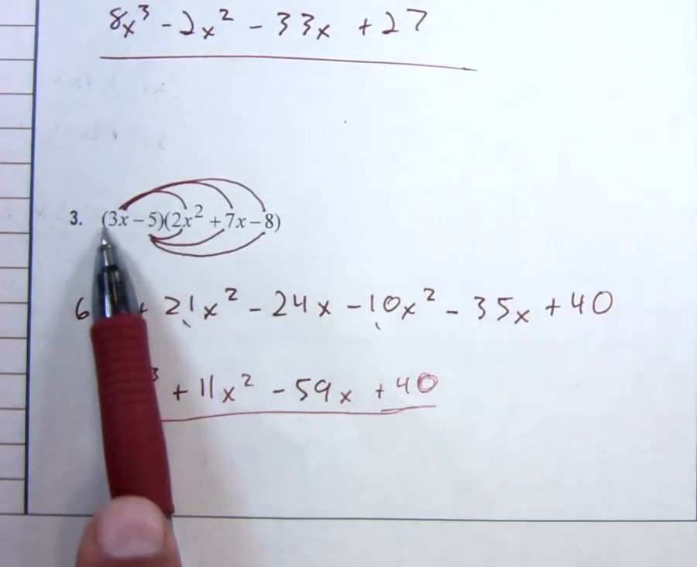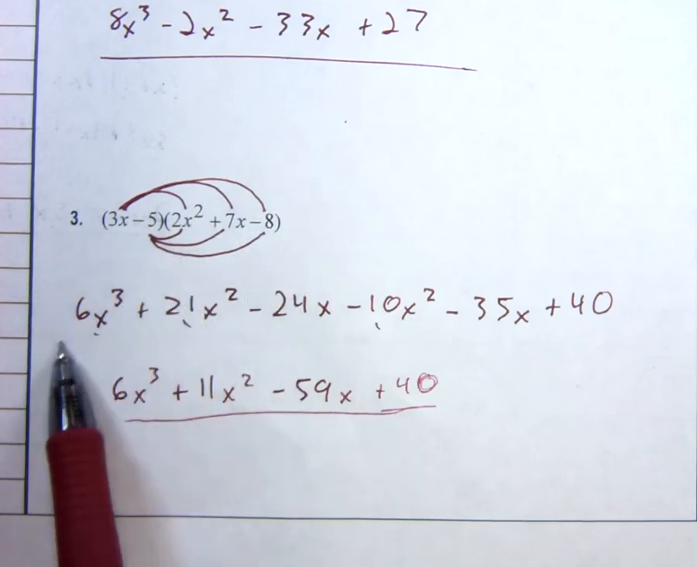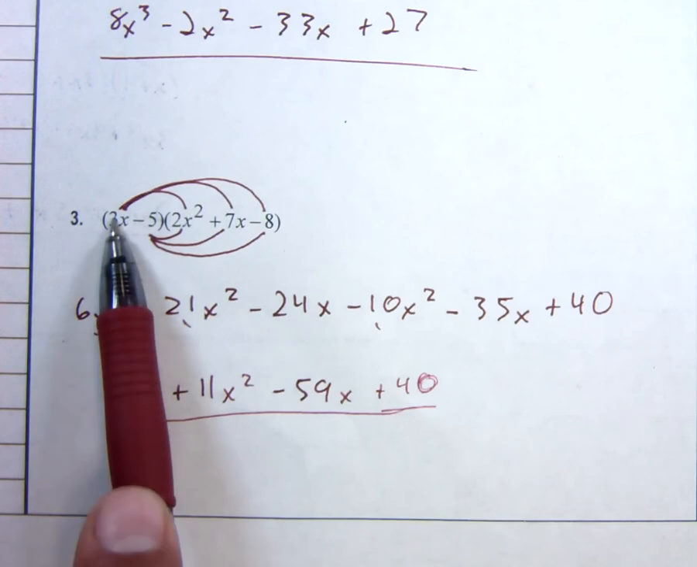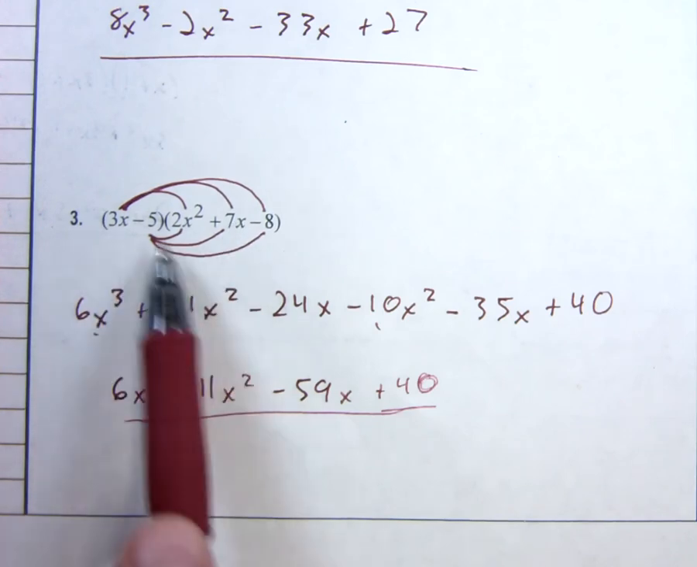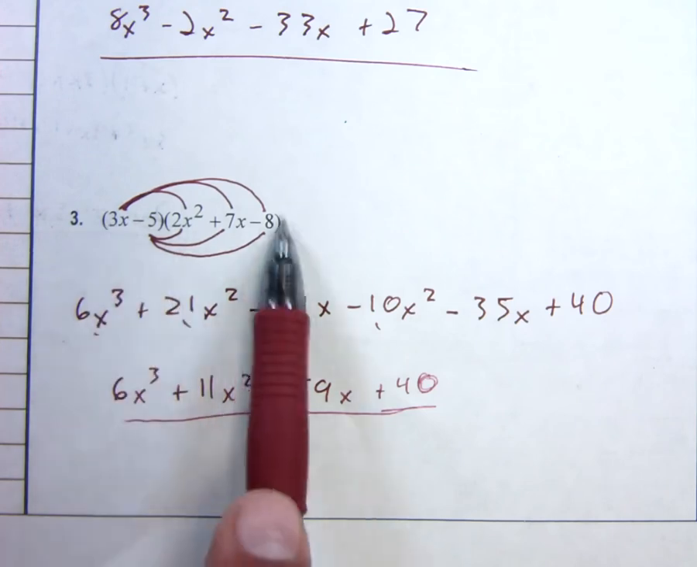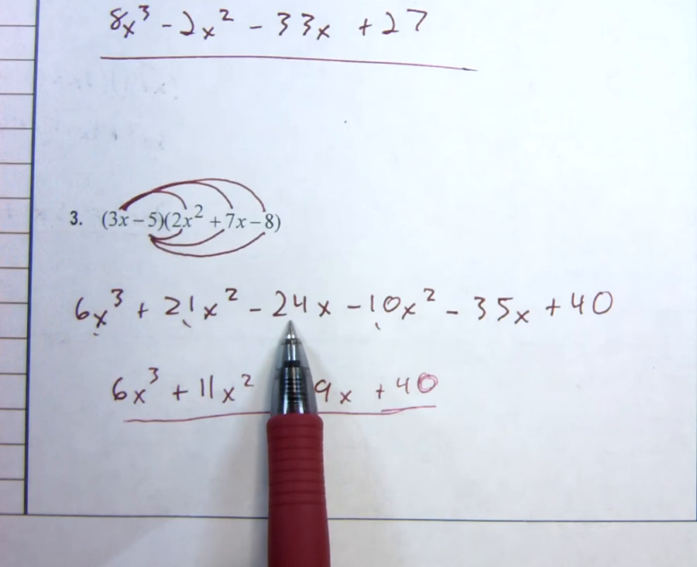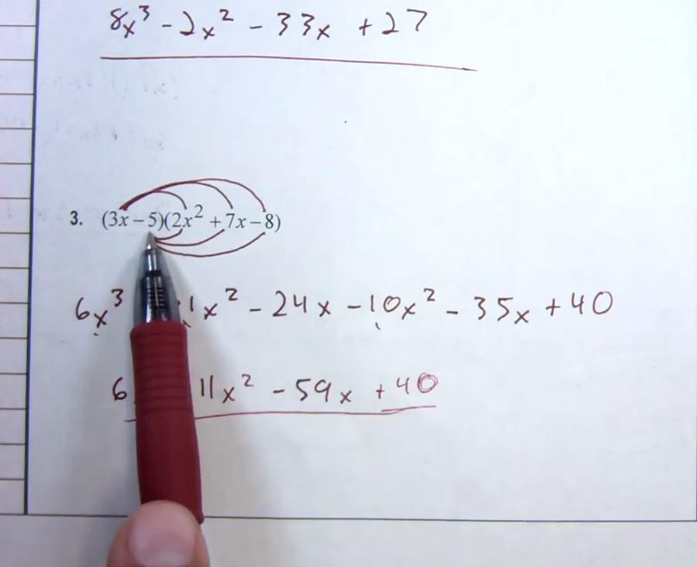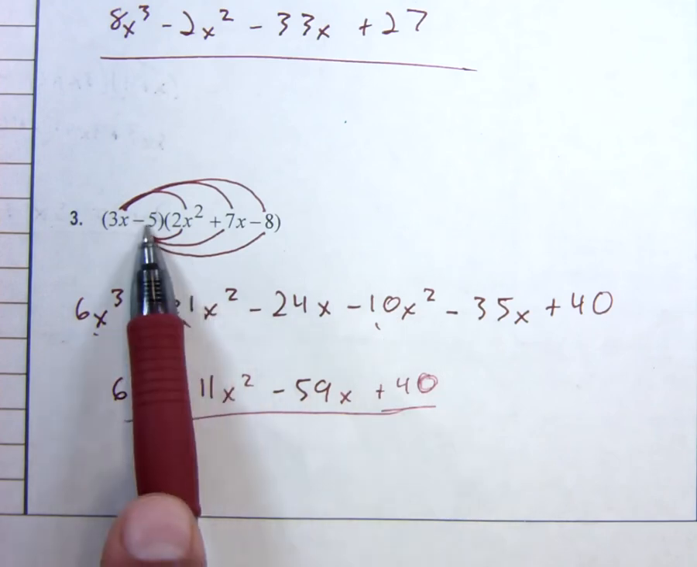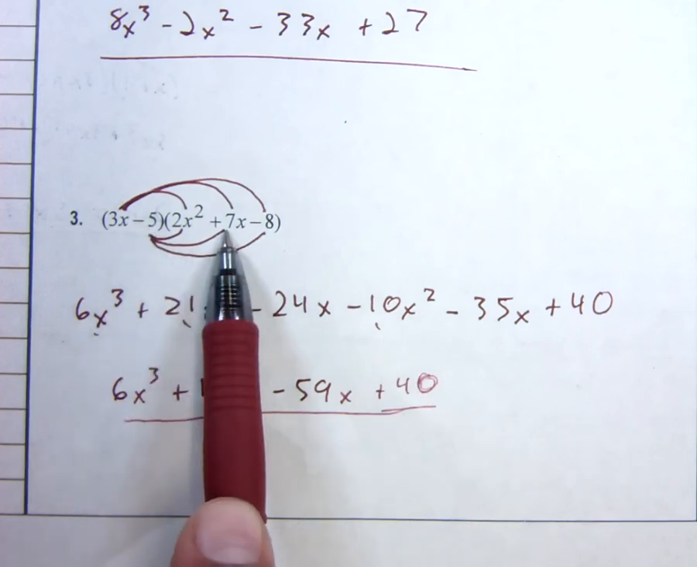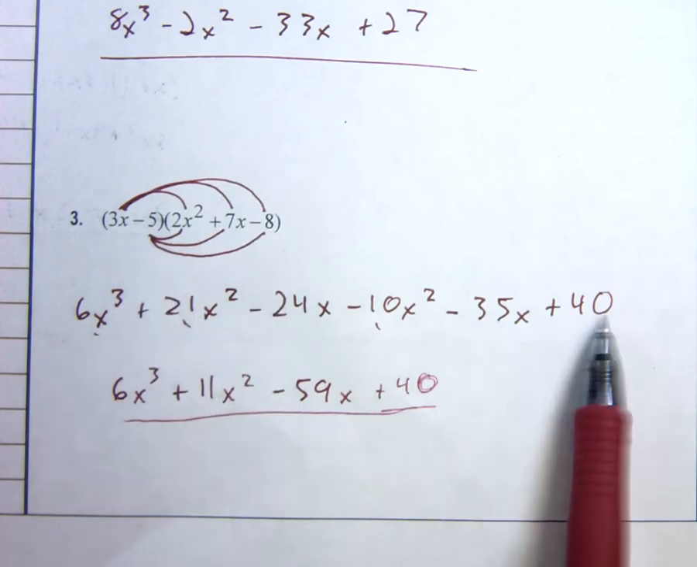Number 3, same steps. Again, be organized. I draw the lines. So 3x, you got 6x squared, excuse me, 6x to the cube because you got x and x squared, so it's 6x cubed. You got 21x squared. You got negative 3 times 8 is 24, negative 24x. We go to the 5. It's going to be a negative 10x squared. You do negative 5 times 7x, that's going to be a negative 35x, and then negative 5 times negative 8, that's going to be plus 40.